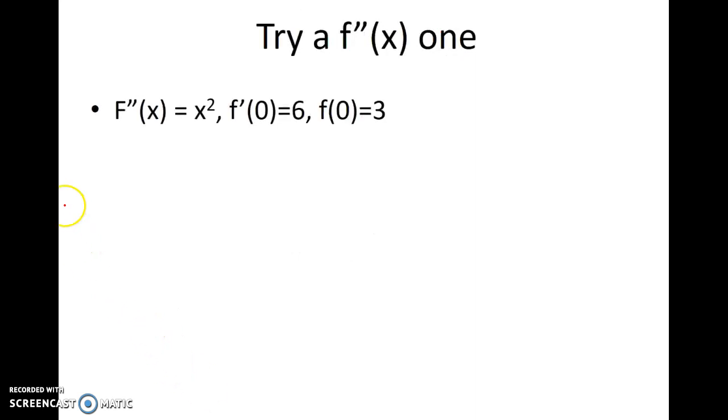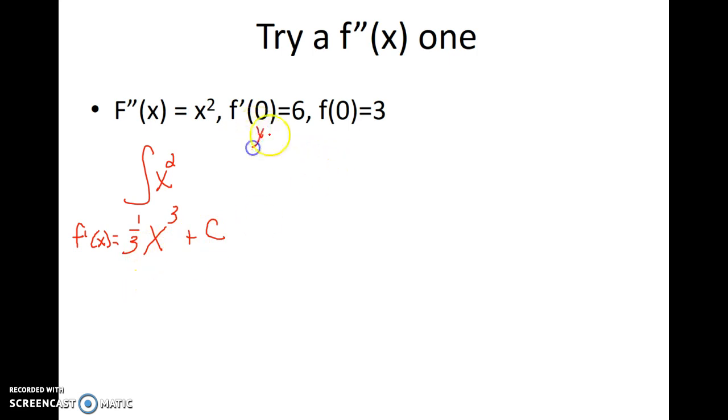We can actually do this twice. If they give us the second derivative, let's try and find the particular solution of the original function. So first let's integrate x squared. I've added 1 to the power, divided by that new power, and added the constant. This is now the first derivative.